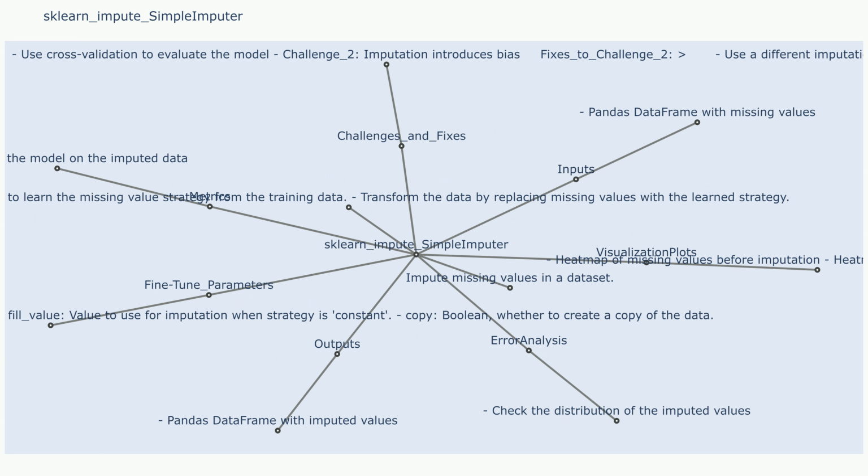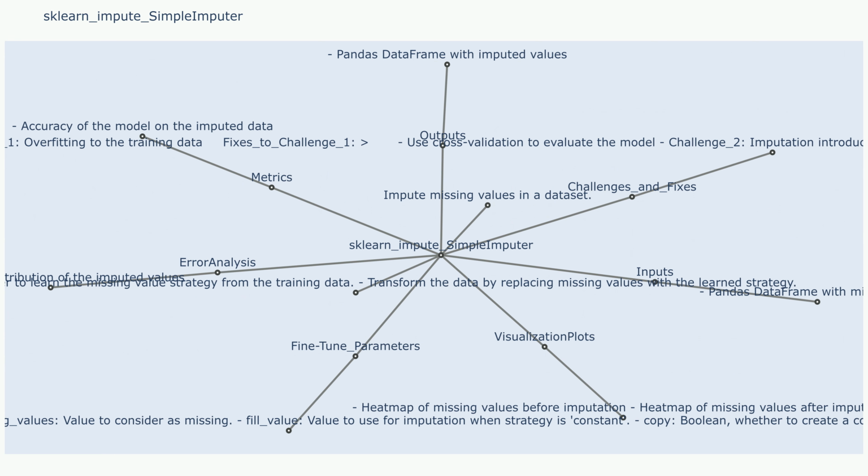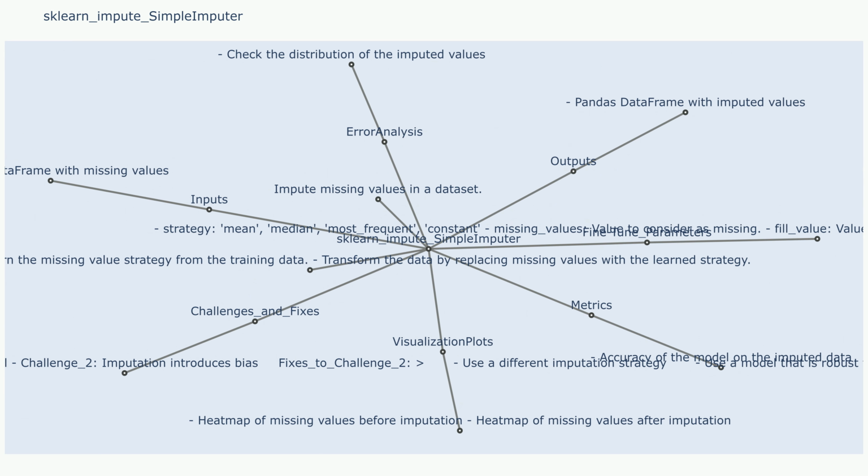Steps: Fit. The SimpleImputer learns the imputation strategy from the data by fitting on the input data X. It calculates the values like mean, median, or most frequent to be used for imputation. Transform. The trained SimpleImputer is used to replace missing values in the input data X with the learned strategy. This step generates the imputed dataset.